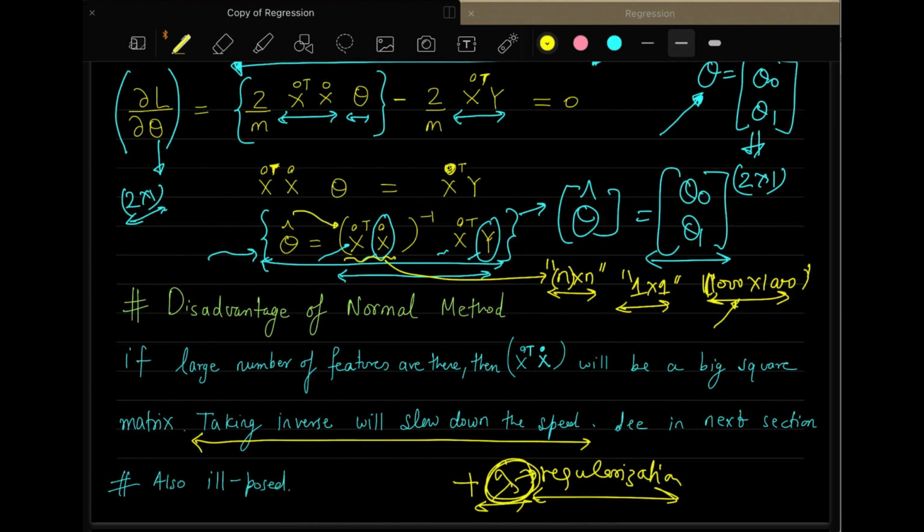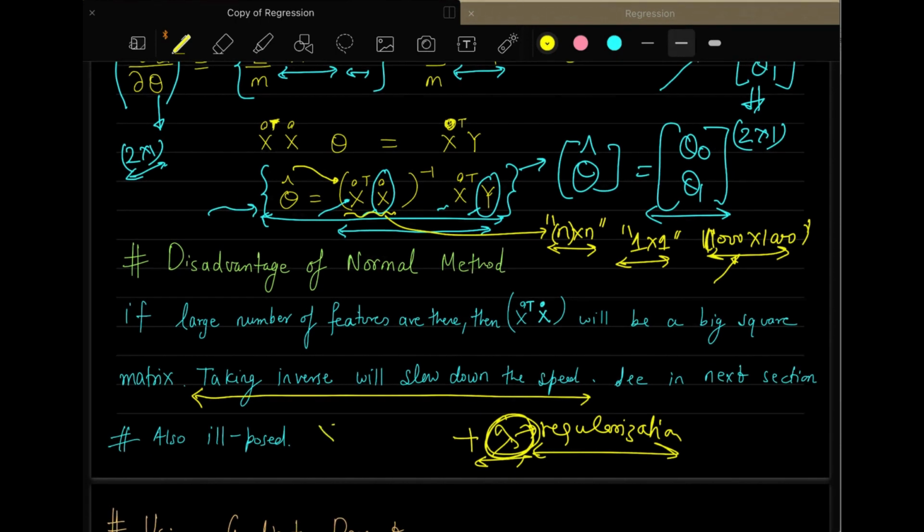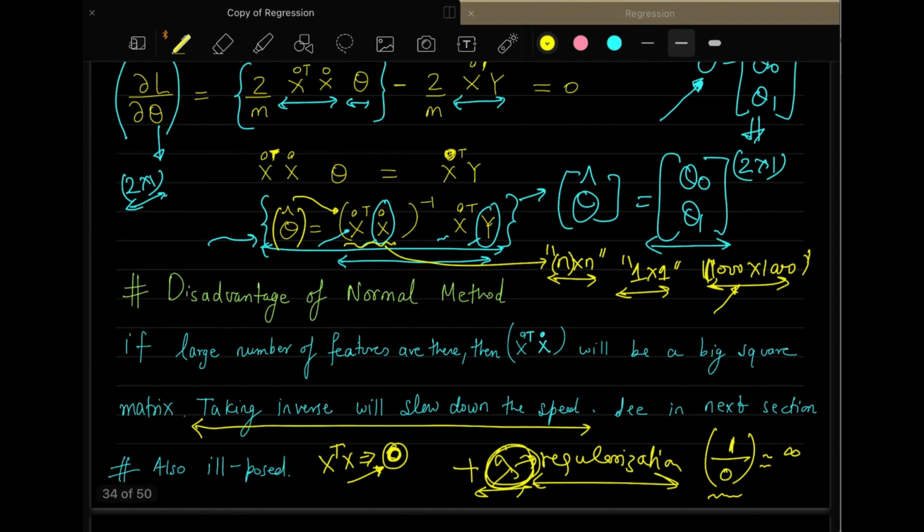The problem is that normally in x transpose x inverse, what if this value is 0? If some of the elements of x transpose x are 0, what will this create? It will create a division of 1 by 0. If that division happens, then your theta hat values will explode. They will go to infinity, because the 1 by 0 situation is an infinity situation.